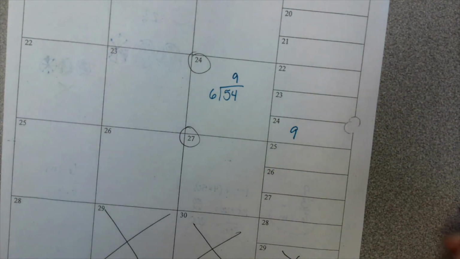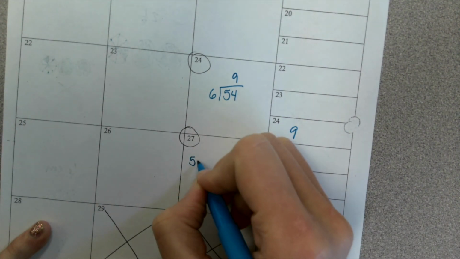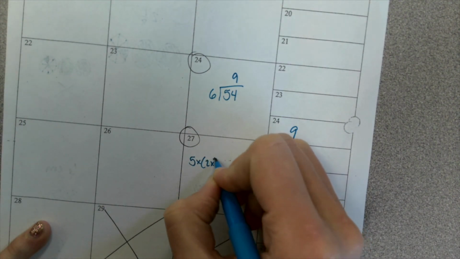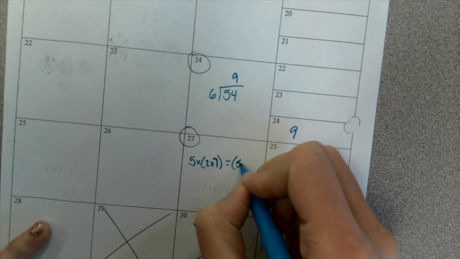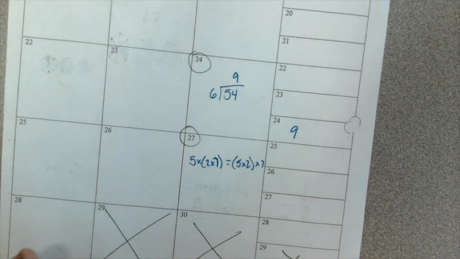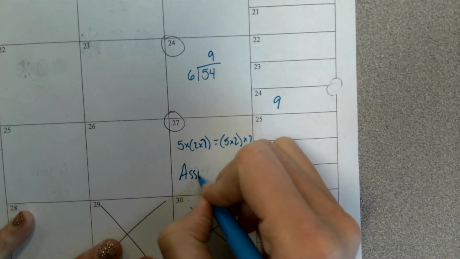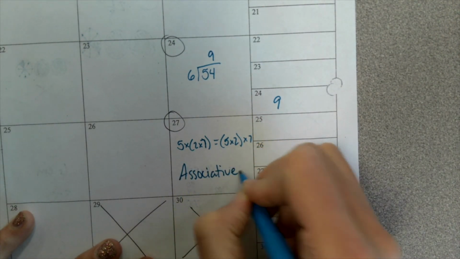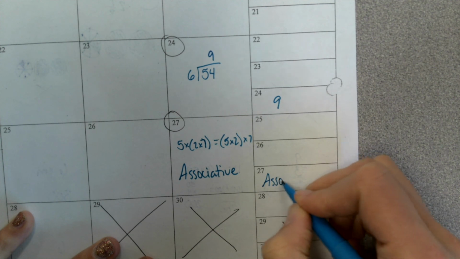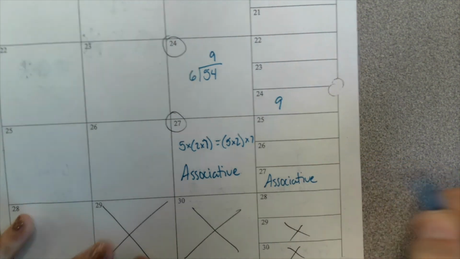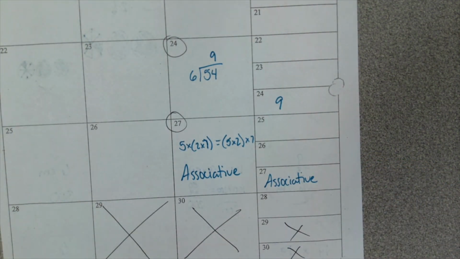Then number 27 says which property of multiplication is shown here? 5 times 2 times 7 equals 5 times 2 times 7. Right? I'm associating different things. So this is the associative property. Excellent. Go ahead and keep working on the rest of your problems.